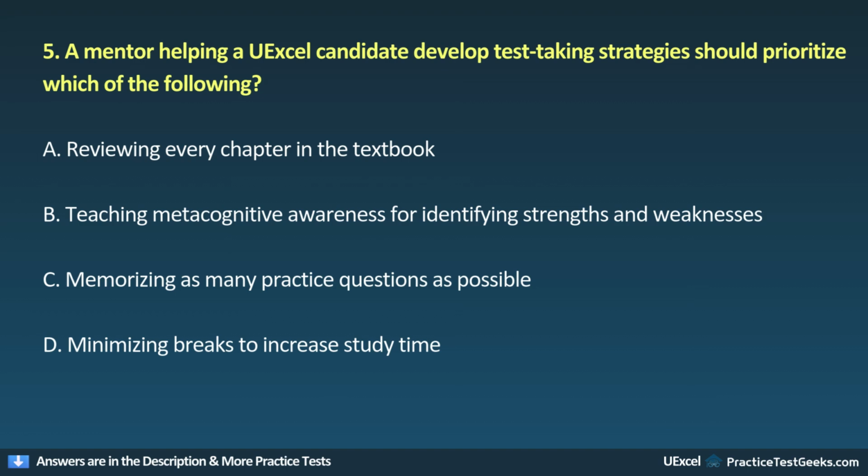5. A mentor helping a UExcel candidate develop test-taking strategies should prioritize which of the following? A. Reviewing every chapter in the textbook. B. Teaching metacognitive awareness for identifying strengths and weaknesses. C. Memorizing as many practice questions as possible. D. Minimizing breaks to increase study time.